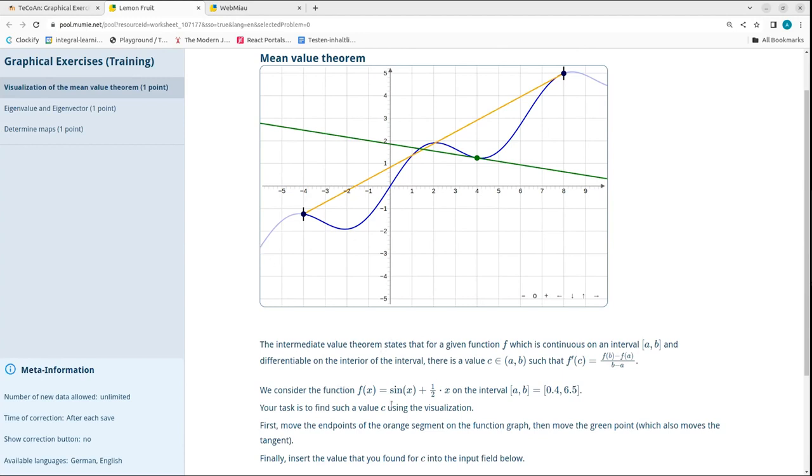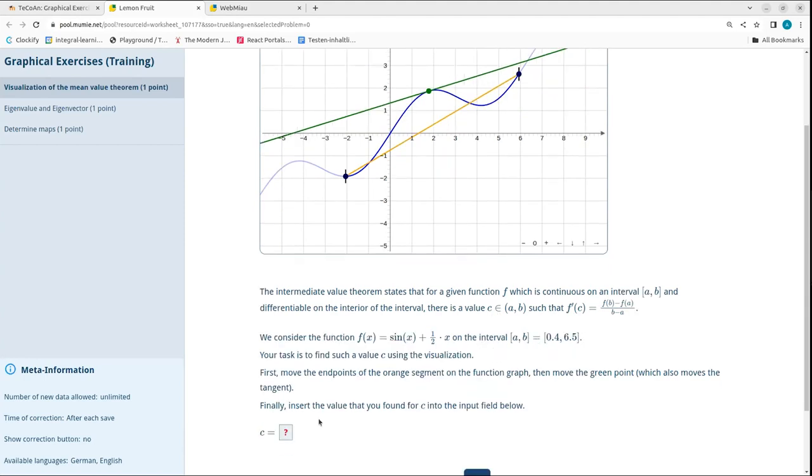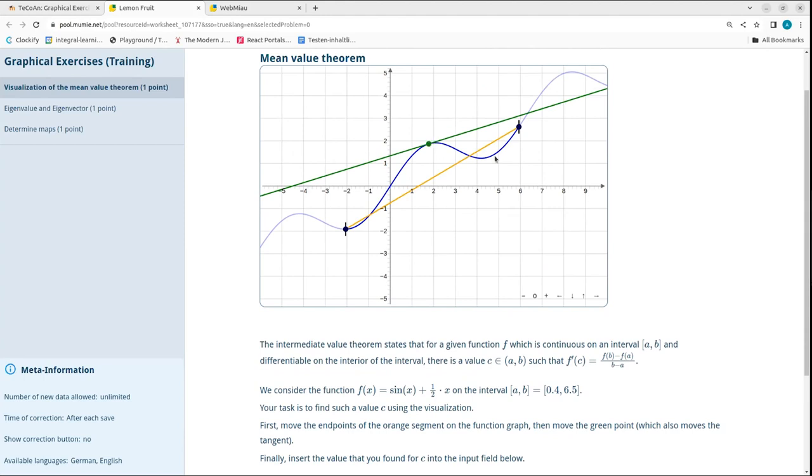So what should they do? The function here in blue is sine x plus 1/2 x, and the problem randomly chooses two values, 0.4 and 6.5. What the student should do is put these lines to the correct boundaries, and then move the green point with the tangent so that he gets the correct value for c. So for given A and B, he should find the c and insert the value here. He should understand what it means and solve this task.